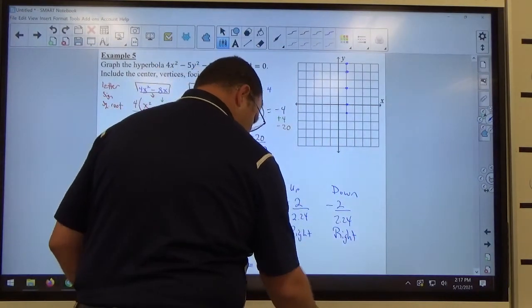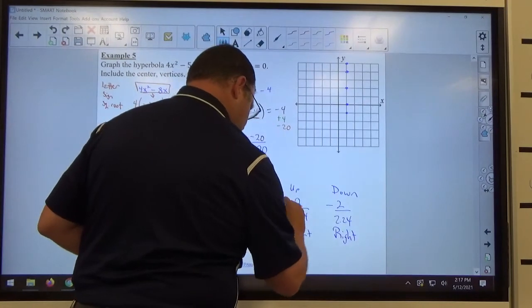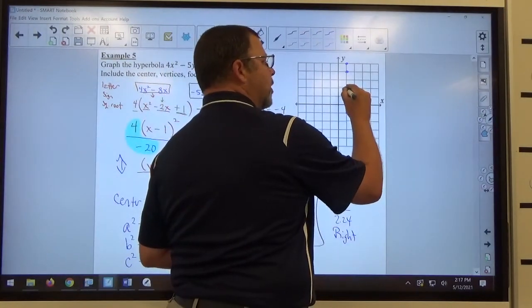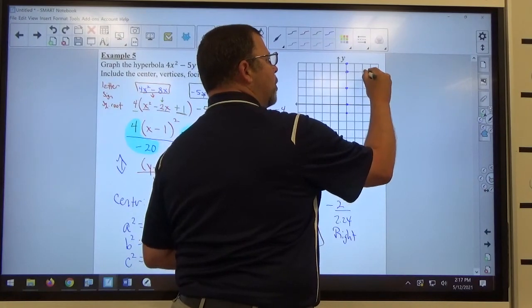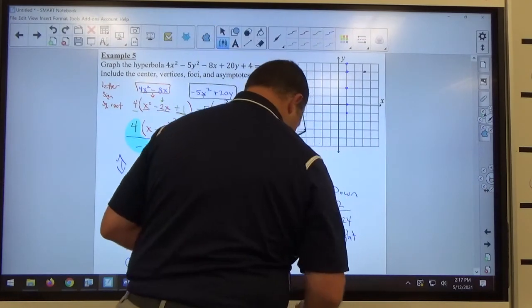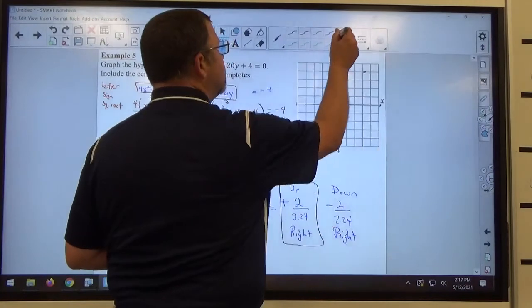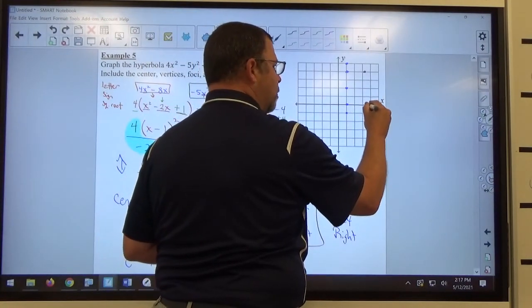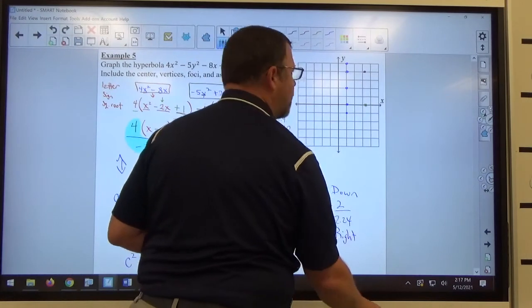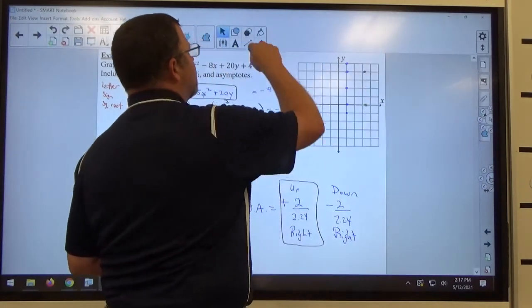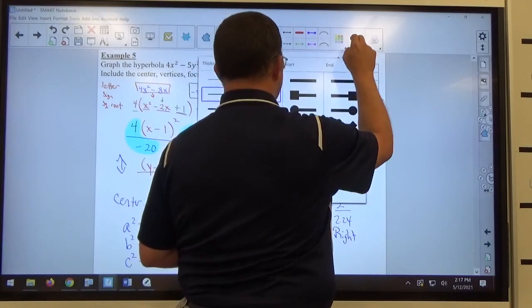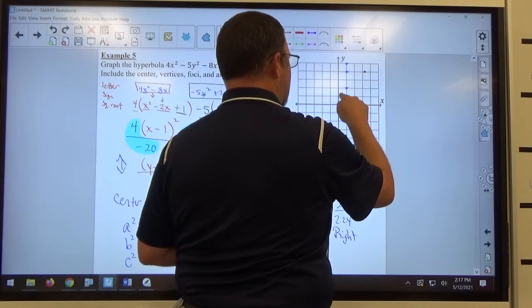For my 2 asymptotes, I've got a positive 2 over 2.24. From the center, go up 2, go right 2.24. And for the down one, I'm going to go down 2, right 2.24, creating my 2 slant asymptotes. Make it purple. So I got a purple one.